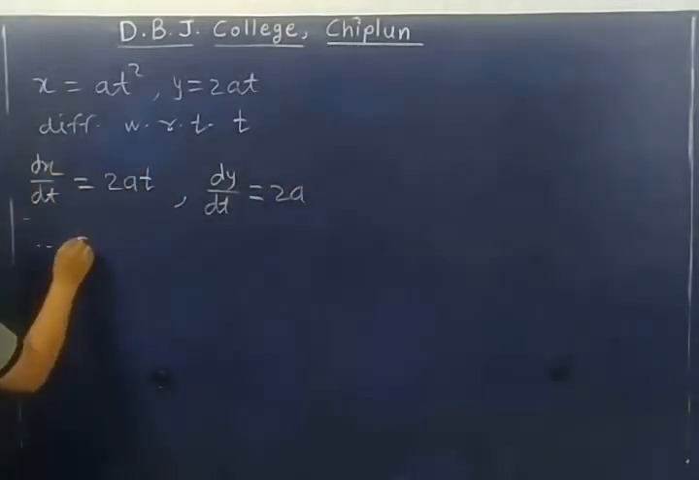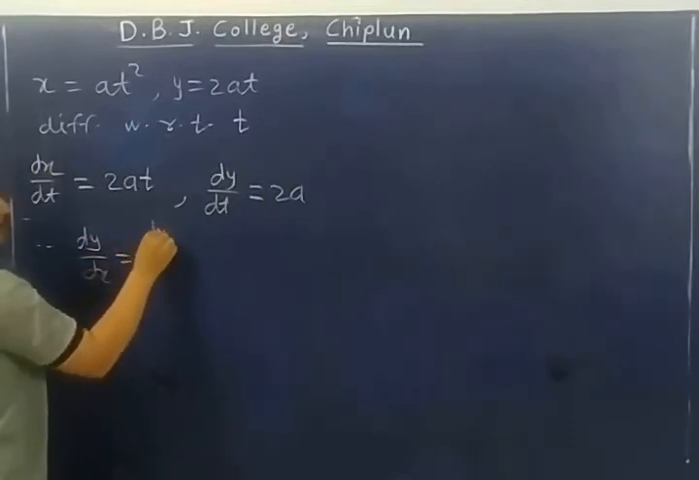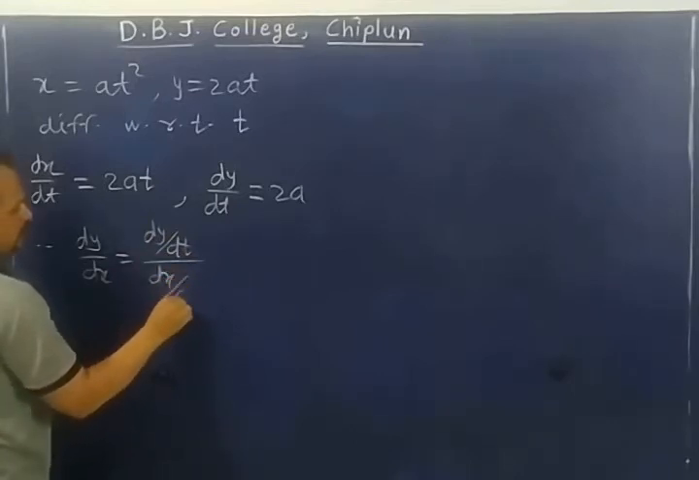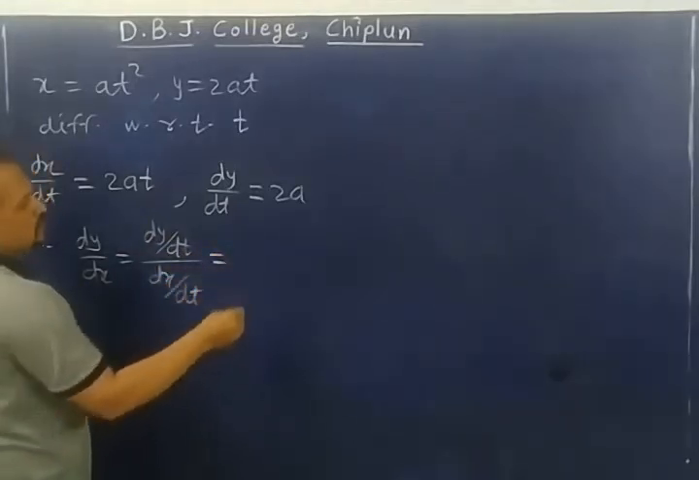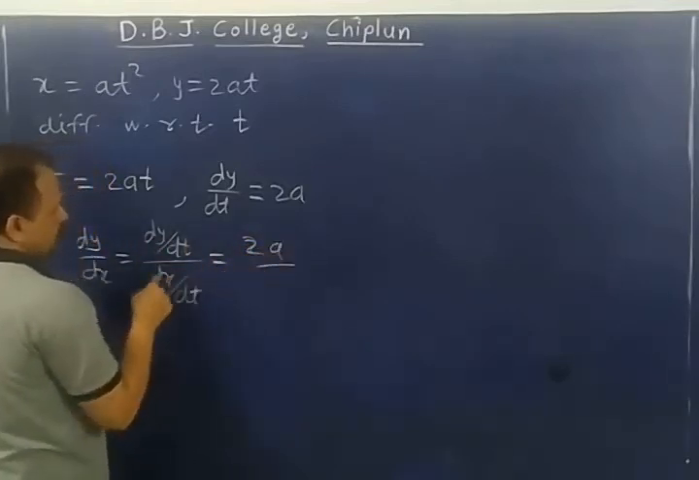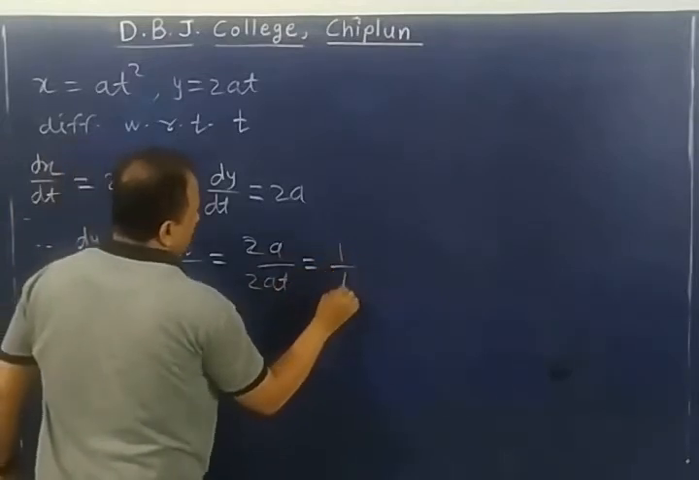And therefore dy by dx is equal to dy by dt upon dx by dt. It is equal to dy by dt is 2a and dx by dt is 2at. That is 1 upon t.